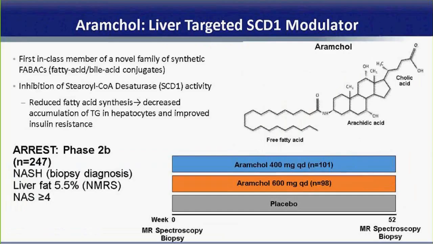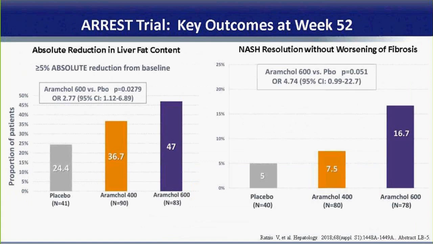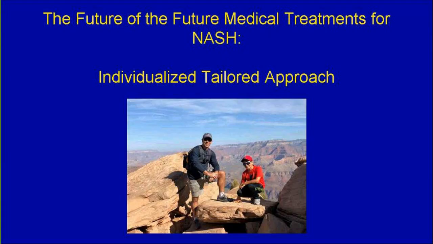Now, Aramchol, the one that we're opening a study on next week. Again, this is a fatty acid bile acid conjugate. This is the phase 2B trial. We're going to be doing the phase 3. But what you see here is encouraging data. Again, only a phase 2, but encouraging data. The amount of fat reduction in the liver was better in the high dose, and quite a significant amount of NASH resolution. Granted, we're still in the 20% range at 1 year. So the point is we're going to open a phase 3 here.